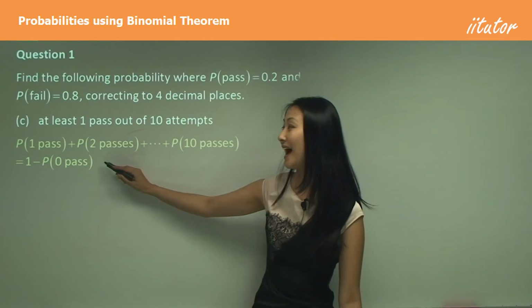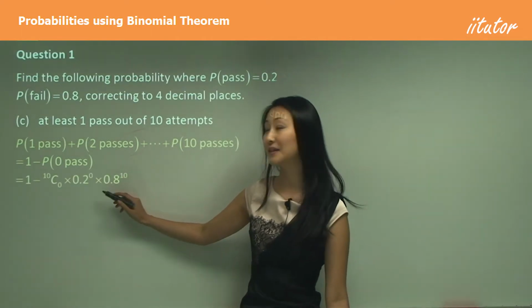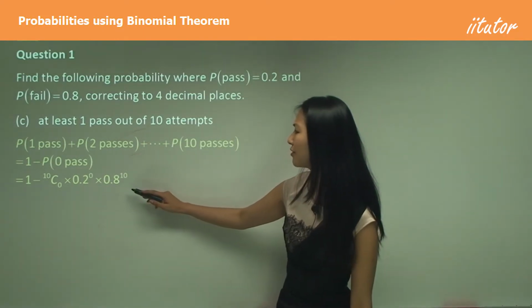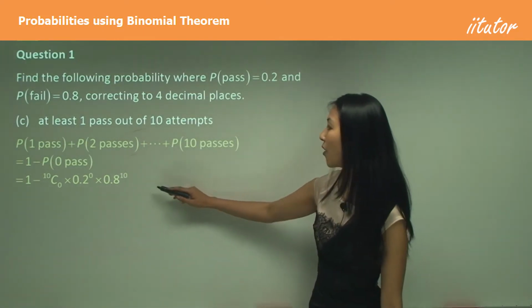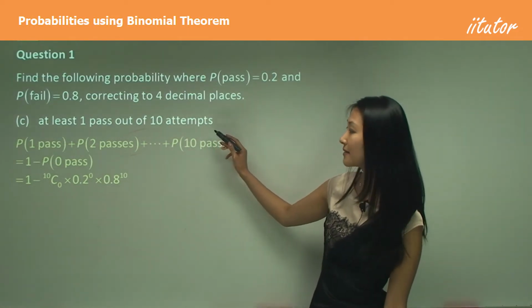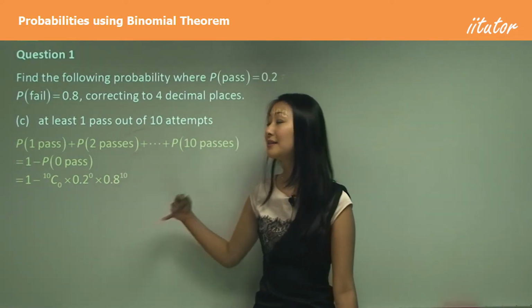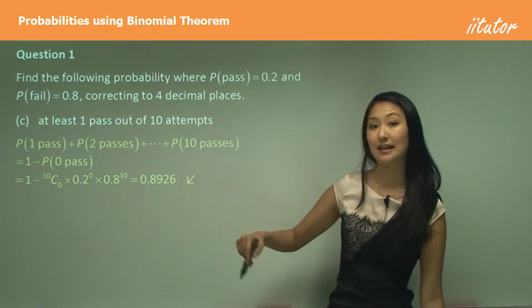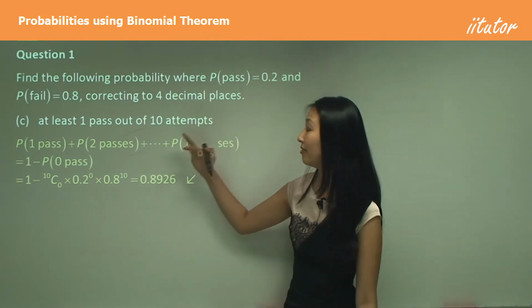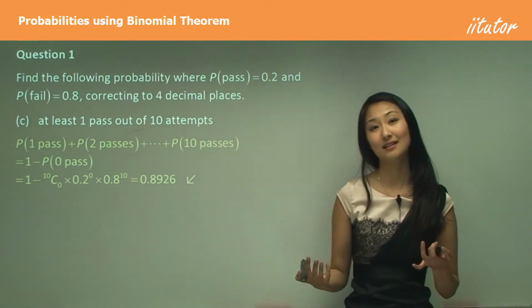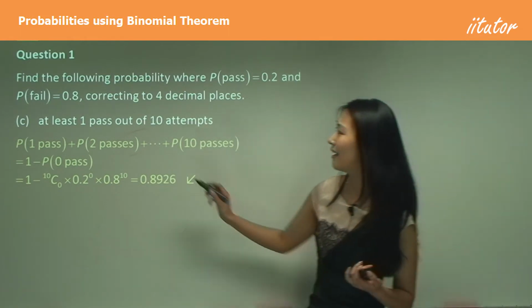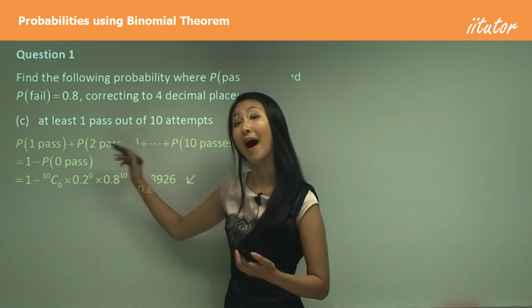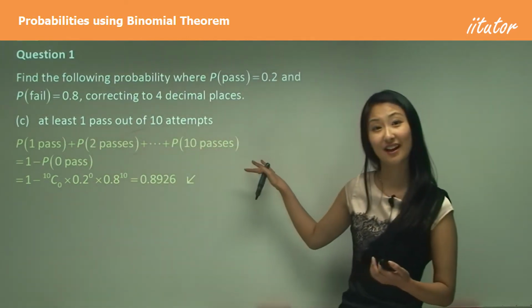Now, we just worked out what 0 passes was, which in this case will be 10C0 times 0.2 to the power of 0 times 0.8 to the power of 10, because there's 10 attempts in this case. Now, 1 minus that, some calculator work, so it's 0.8926 probability that at least 1 passed out of your 10 attempts. So whenever you see "at least" with probability, you should be thinking to yourself, I'm probably going to be working with 1 minus something rather than adding all of those together.